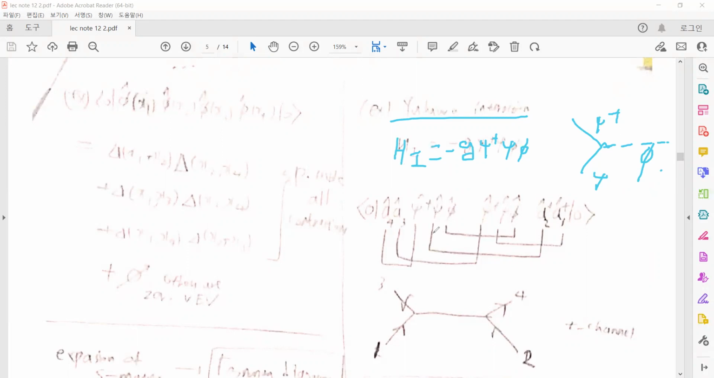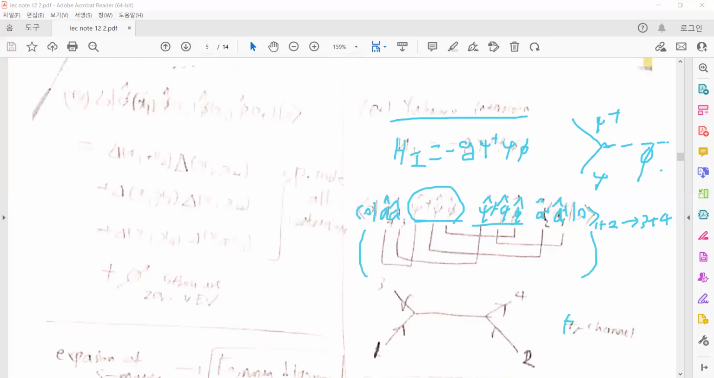And in the second order terms, let's consider 1 plus 2 to 3 plus 4 scattering, a 2 by 2 scattering. There will be two creations of fermions in the initial state and two annihilations of fermions in the final state. There will be some psi dagger, psi, and phi as the vertex of a fermion, and also an additional vertex from the expansion of the exponential. And there will be various possible contractions.